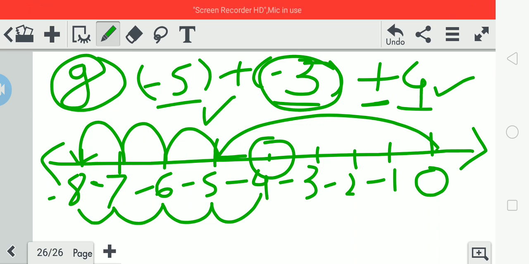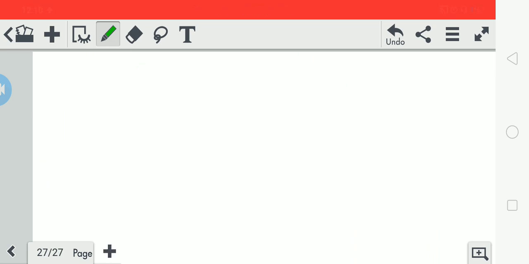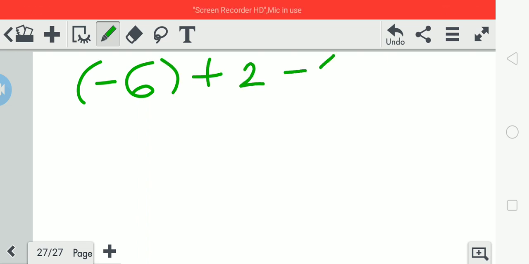These are the way to solve the kind of example. Let's take simple example now. It is not from the exercise. Minus 6 plus 2 minus 2. Okay.